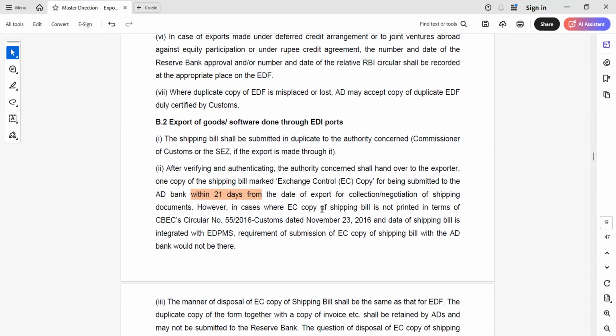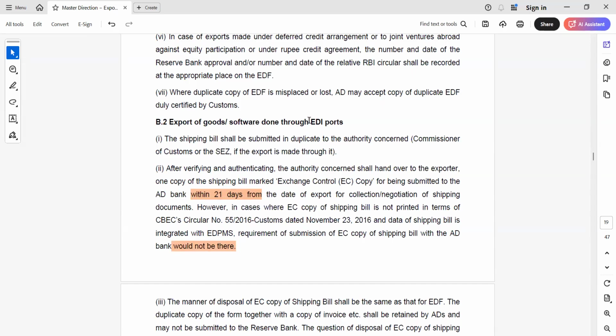However, in cases where the EC copy of the shipping bill is not printed in terms of the circular, and the data of the shipping bill is integrated with EDPMS, the requirement of submission of the EC copy of the shipping bill with the AD would not be there. Okay, so if the shipping bill is not printed, but the data is available in EDPMS, then it is not necessary for the exporter to submit the hard copy, the original copy of the shipping bill.